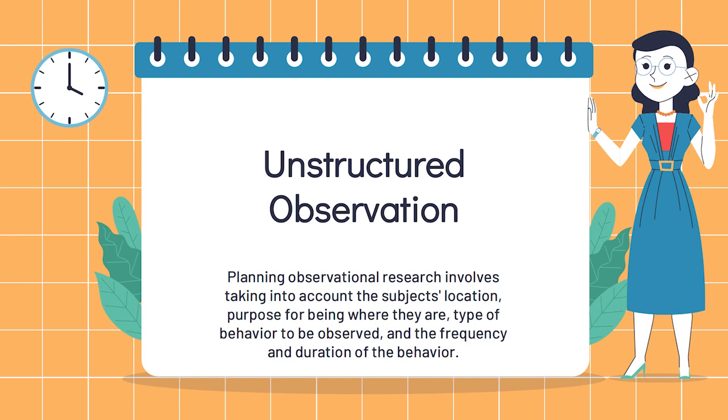Unstructured observation. Planning observational research involves taking into account the subject's location, purpose for being where they are, type of behavior to be observed, and the frequency and duration of the behavior. The researcher must also decide what kind of relationship he or she plans to have with the subjects. There are steps that can be taken to increase the accuracy of unstructured observations. They include the following.